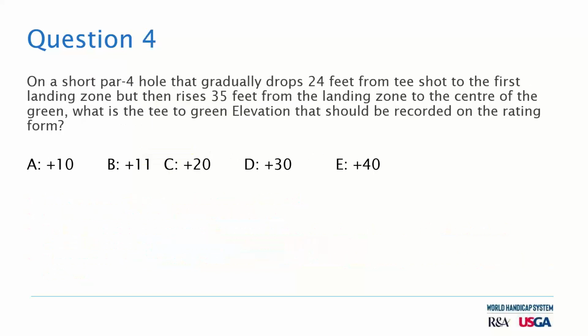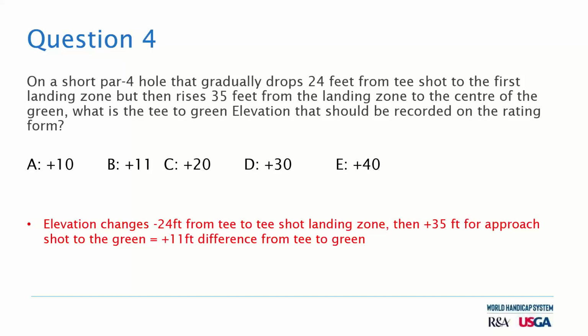All right, and then question number 4, a little bit easier. On a short par 4 that gradually drops 24 feet from the tee shot to the first landing zone, but then rises 35 feet from the landing zone to the center of the green, what is the tee to green elevation that should be recorded on the form?